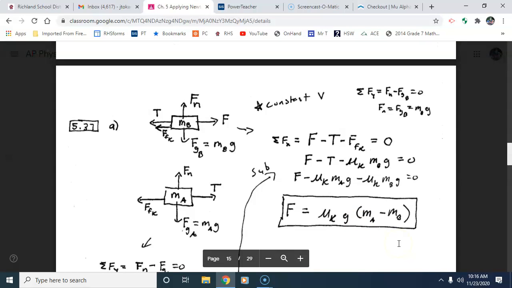All right, two crates connected by a rope lie on a horizontal surface. Crate A has mass A and crate B has mass B. The coefficient of friction between each crate and the surface is mu k. That's the same for both of them. The crates are pulled to the right at constant velocity by a horizontal force F shown in the diagram. Draw one or more free body diagrams to calculate the following in terms of MA, MB, and mu k.